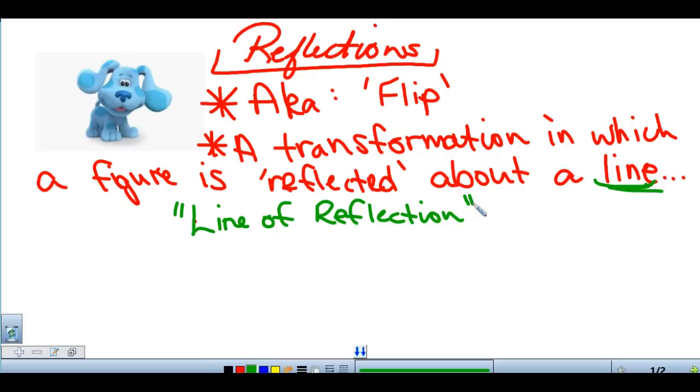So let's talk about what happens. When we have a figure and it is reflected, what does that really mean? What happens?